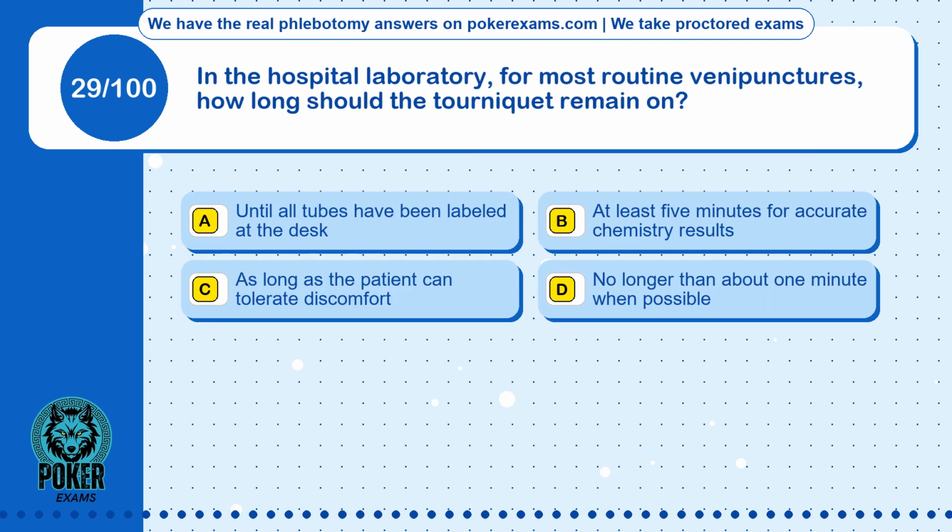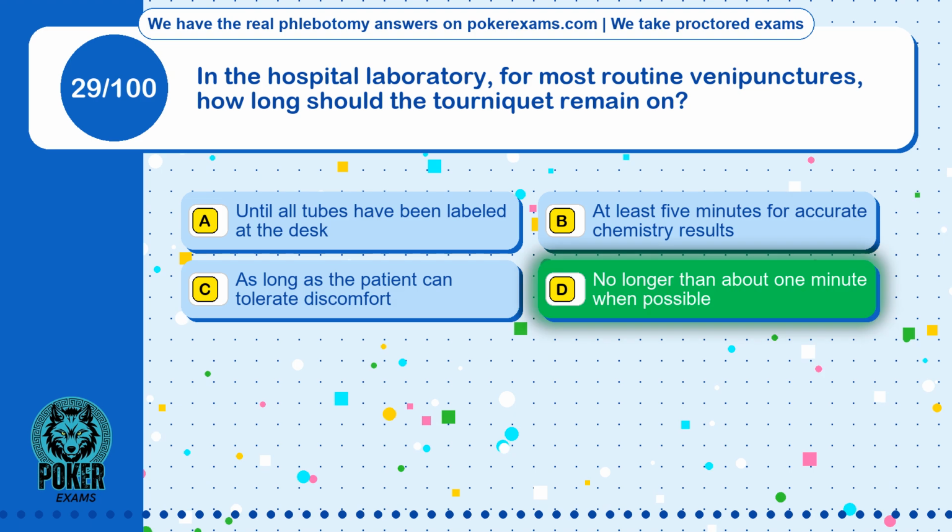Question 29. In the hospital laboratory, for most routine venipunctures, how long should the tourniquet remain on? Option A. Until all tubes have been labeled at the desk. Option B. At least 5 minutes for accurate chemistry results. Option C. As long as the patient can tolerate discomfort. Option D. No longer than about 1 minute when possible.